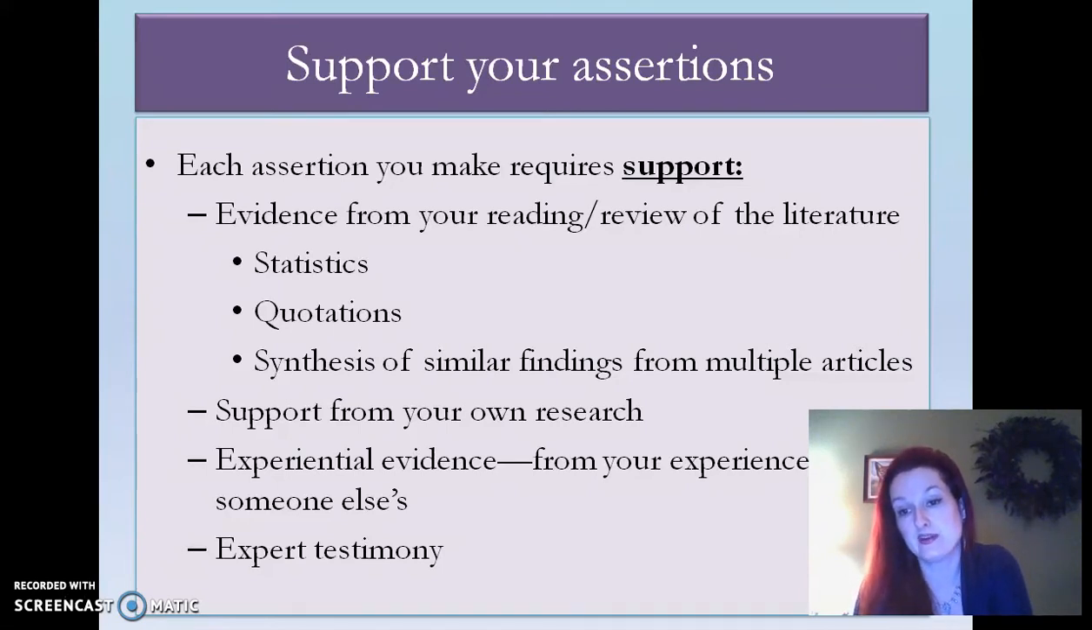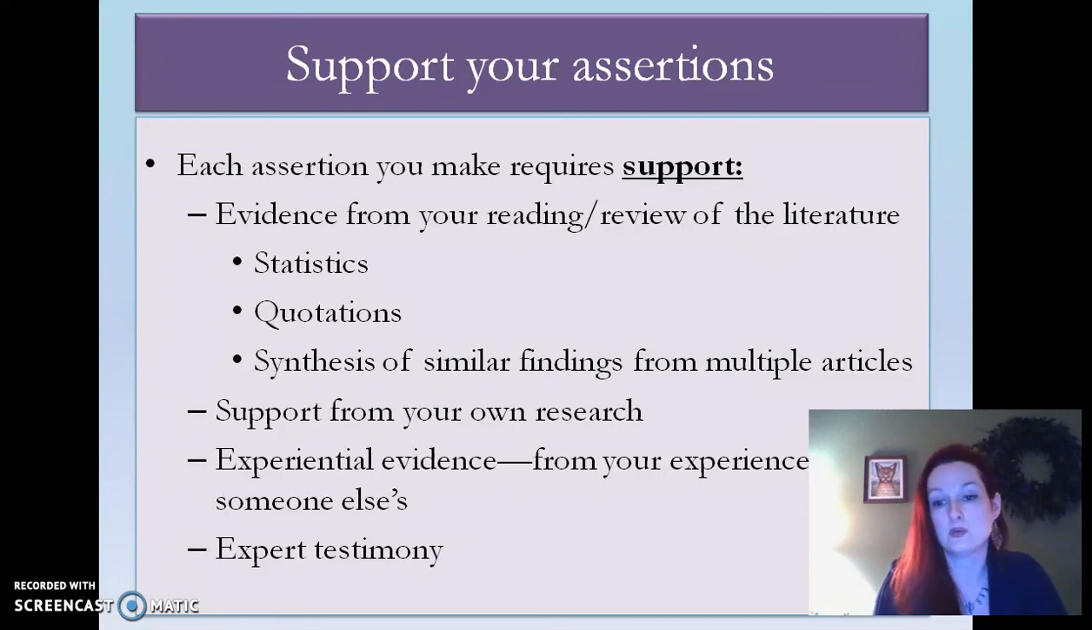It depends on what kind of paper you're writing. More often than not in scientific scholarly writing, the best thing to do is to provide evidence from the literature. So published, peer-reviewed articles, stats, paraphrases, synthesis of findings from published articles is usually going to have the most weight.